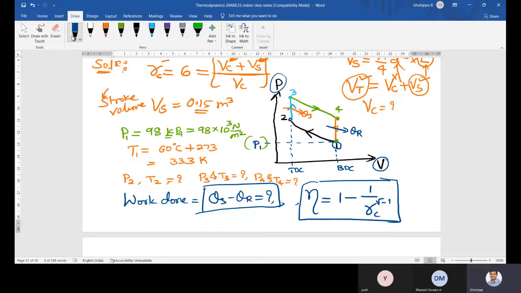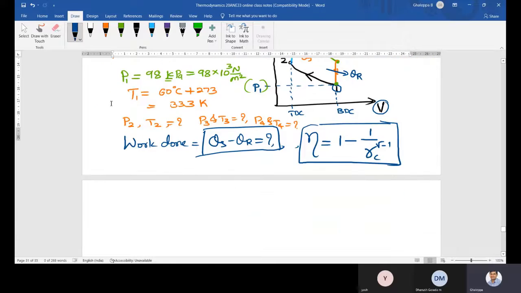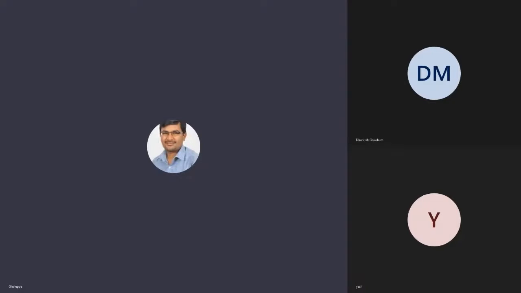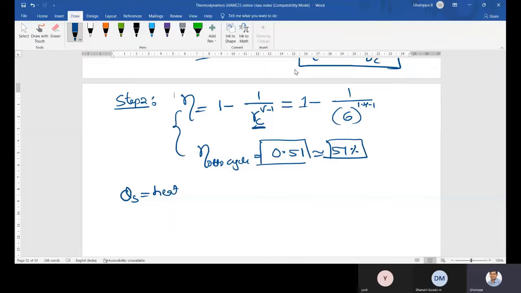So this is the solution. Step number 1 is the given data you have written. Next, go to step number 2. So efficiency you have calculated using this simple equation. Now we need to calculate heat supplied and heat rejected.